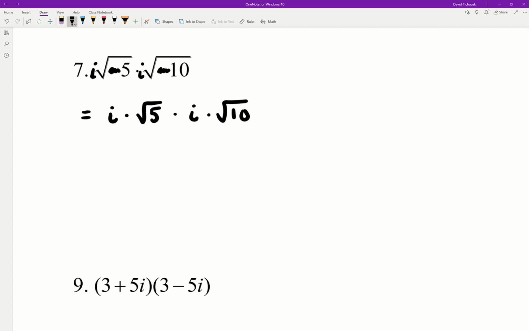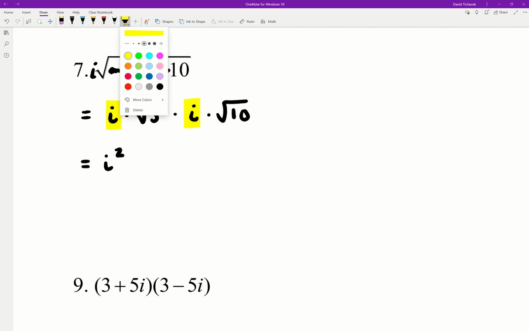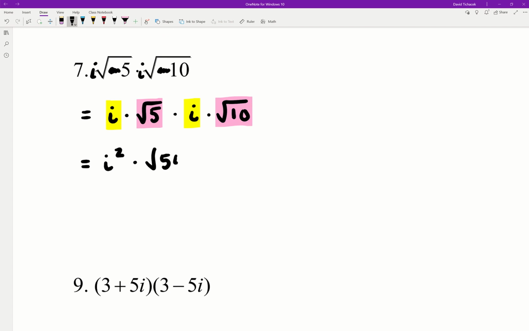Okay, and because multiplication is commutative, what we can go ahead and do is multiply these i's together. So I have i times i. I'm going to go ahead and write that as i squared. And then what we're going to do is multiply these square root numbers together. So square root of 5 times square root of 10. If you were to take regular 5 times regular 10, that would just be 50. So the square root of 5 times square root of 10, of course, is the square root of 50.